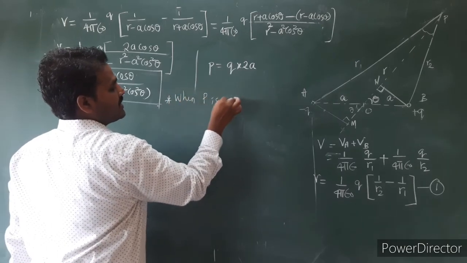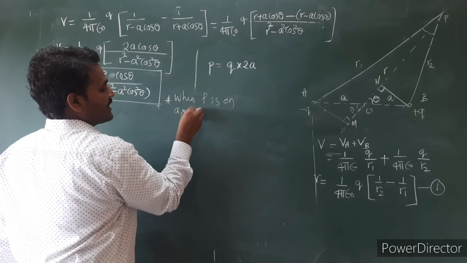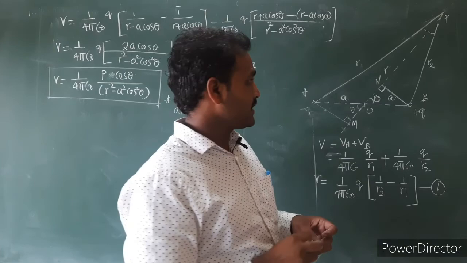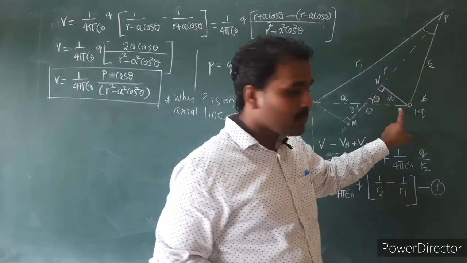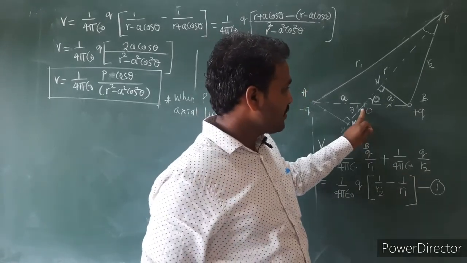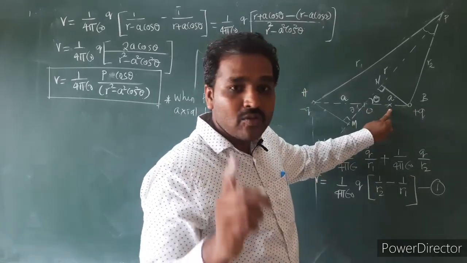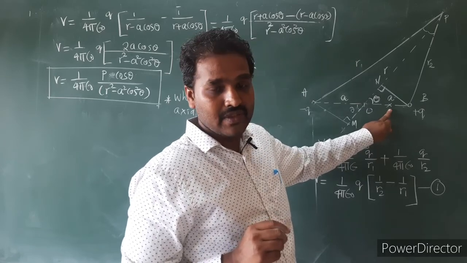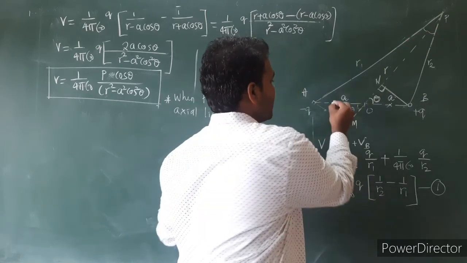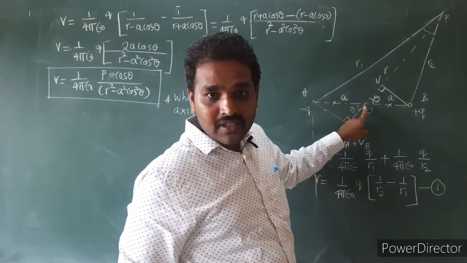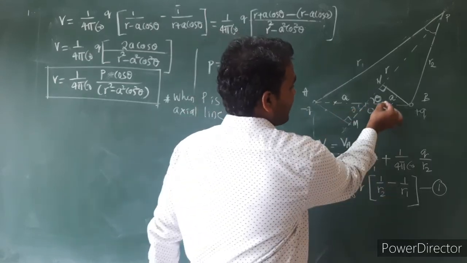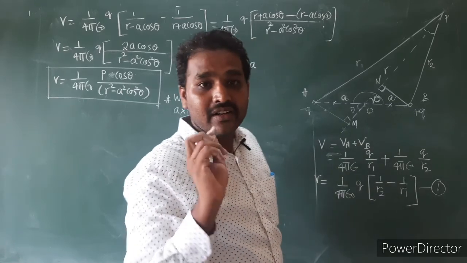When P is on the axial line, in this also we will be having two cases. If the point P is towards the positive charge, that is, somewhere between the midpoint and the positive charge, your angle will be equal to what? 0 degrees. The second case is, if the point P is between the midpoint of the dipole and the negative charge, in that case you have to measure the angle from 0 degrees, that will be 180 degrees.